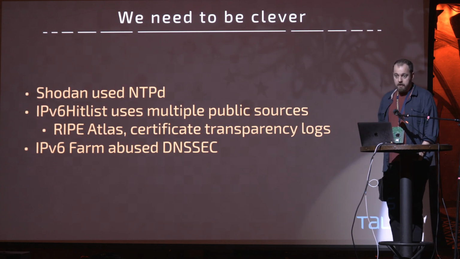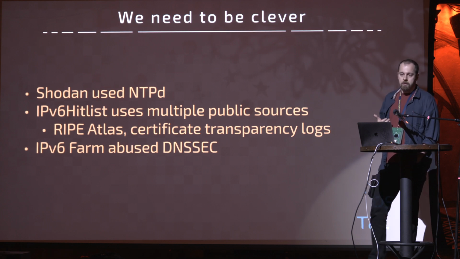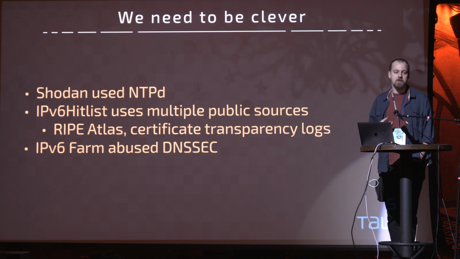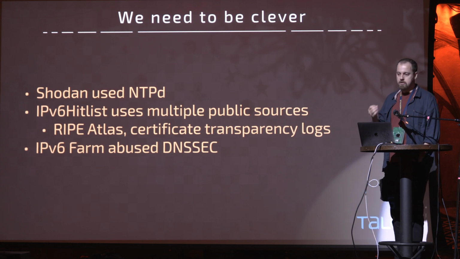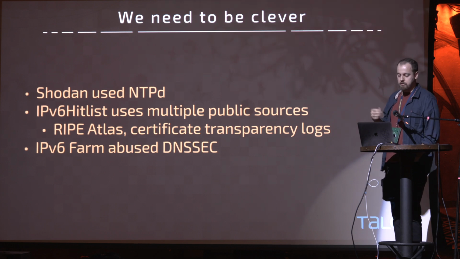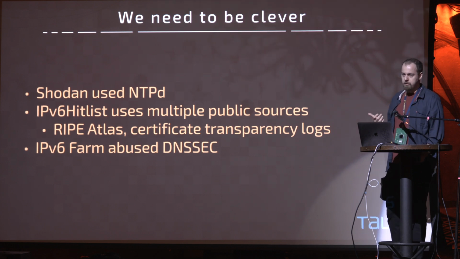The first thing that you need to do when you want to scan something on the IPv6 internet is to gather a list of active hosts, of addresses that are currently in use, so you can basically target those. You can't just scan the whole address space like you did with IPv4. So in order to do that, you need to be a bit clever.